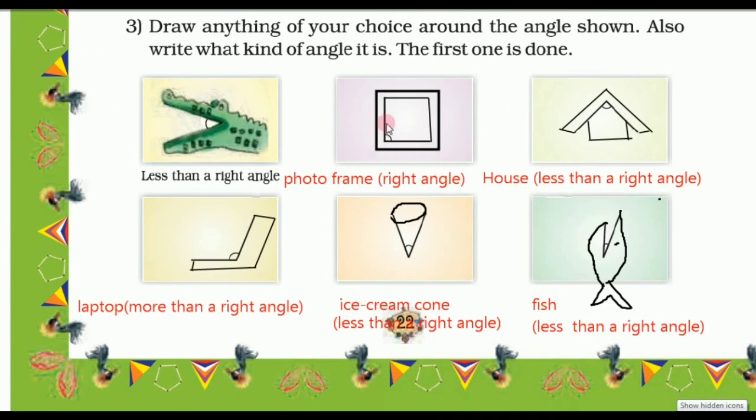I have drawn a photo frame and it is a right angle. Then a house, it is less than a right angle. See here, less than a right angle. Then I have drawn a laptop. It is, see here, more than a right angle. So I have written more than a right angle. Then I have drawn an ice cream cone. See here, it is less than a right angle. So I have written less than a right angle. Then a fish. It is also less than a right angle. So here less than a right angle. You can also draw anything of your choice around the angle shown, and also write what kind of angle it is.